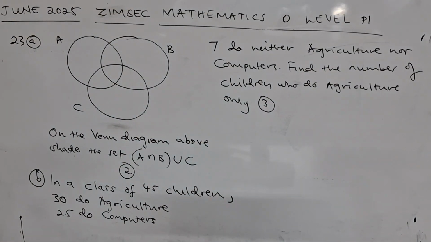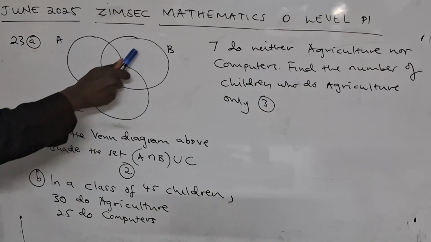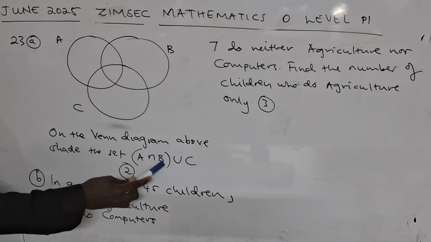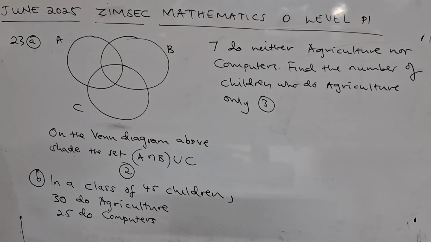Okay, let's move on to question number 23. This is question 23A. Three sets are given: set A, set B, and set C. On the Venn diagram above, shade the set A intersection B union C.